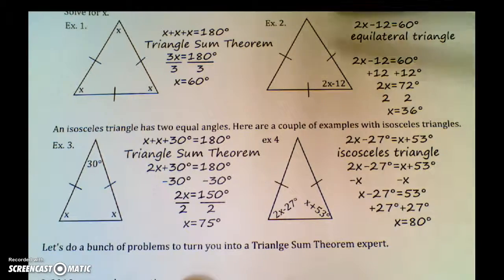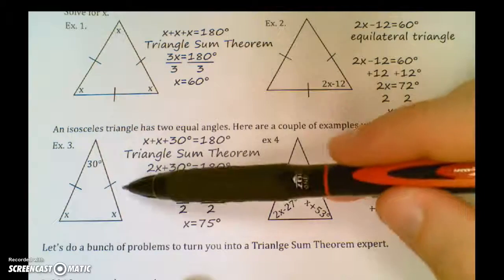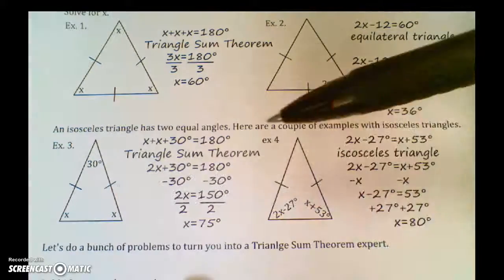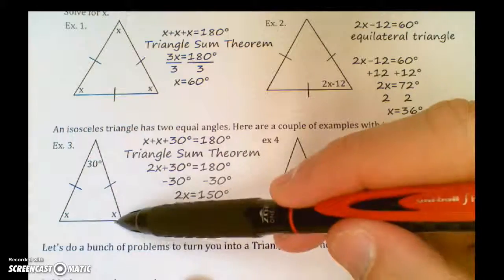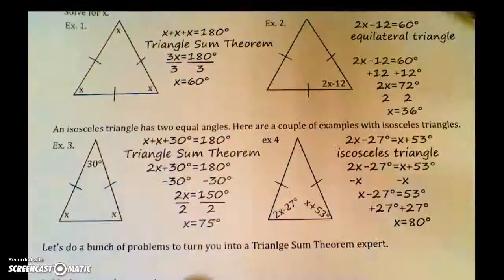So the new problems that you'll see today will involve equilateral triangles and isosceles triangles. Remember, for isosceles, two of the angles are the same, and they're the two that are opposite the two congruent sides. So try the different stations today, working on the triangle sum theorem.